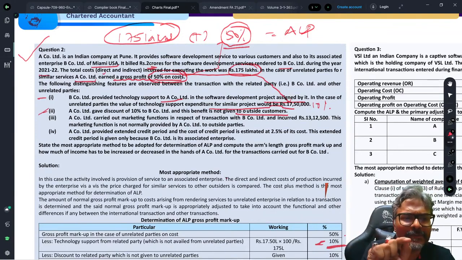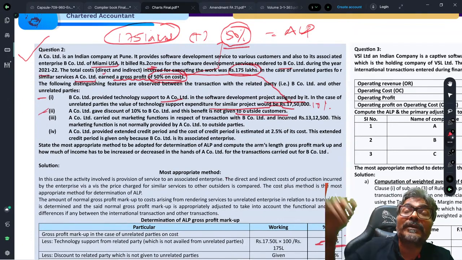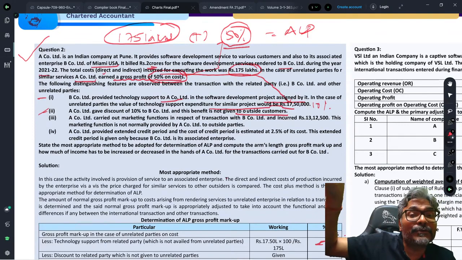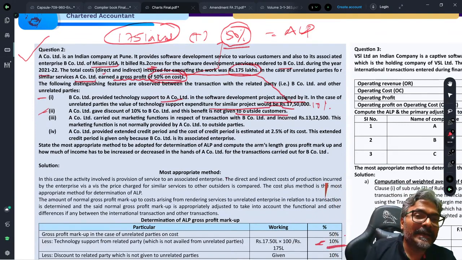Now, obviously, students, we can easily make it out that this discount is not given in the uncontrolled transaction. So there the margin of 50% is on a higher side. So what I need to do? I need to reduce it, students. And that is exactly what we will be doing. So that 10% discount, students, we need to reduce it further. Yes, and I'll do that.